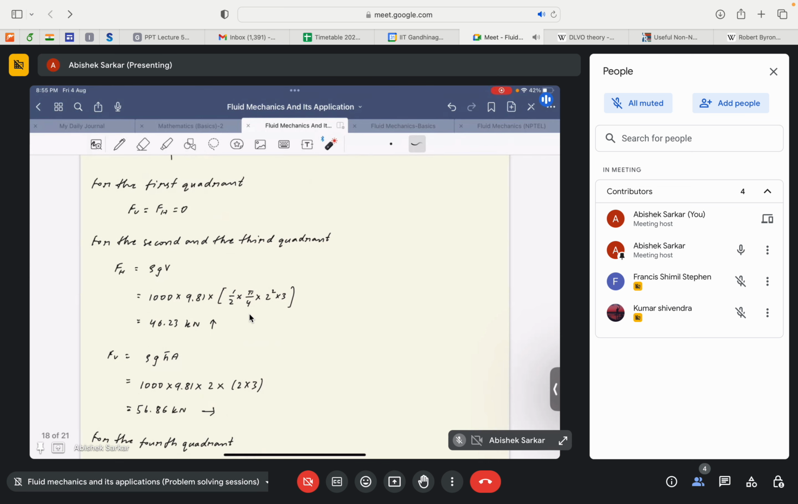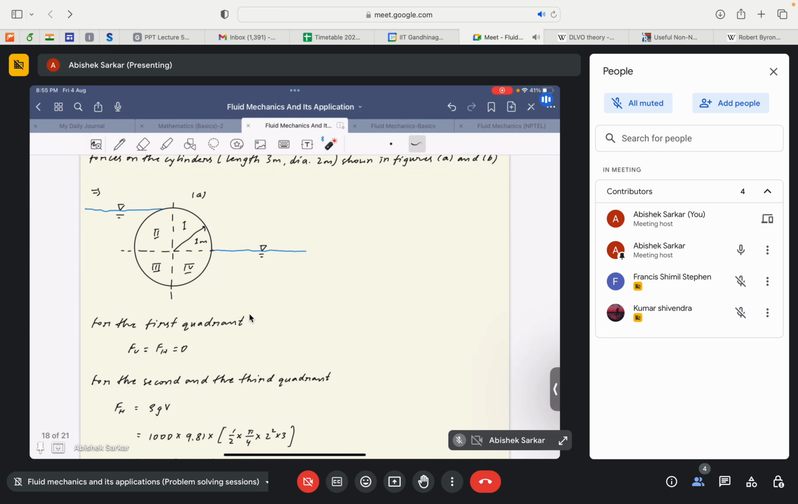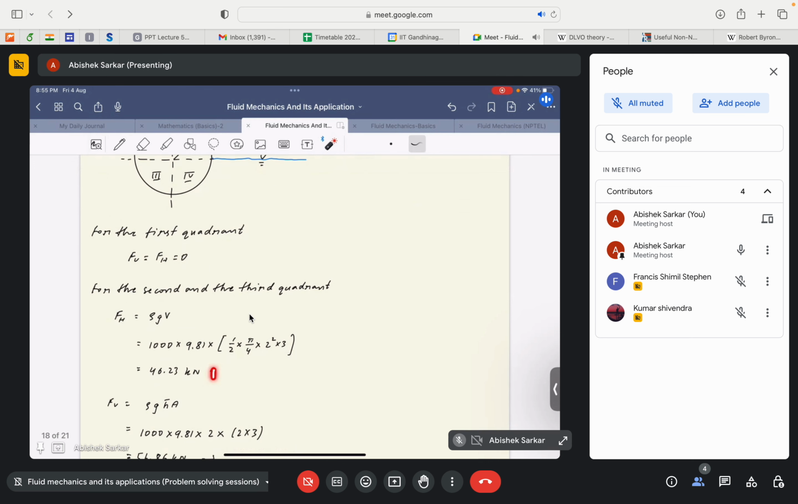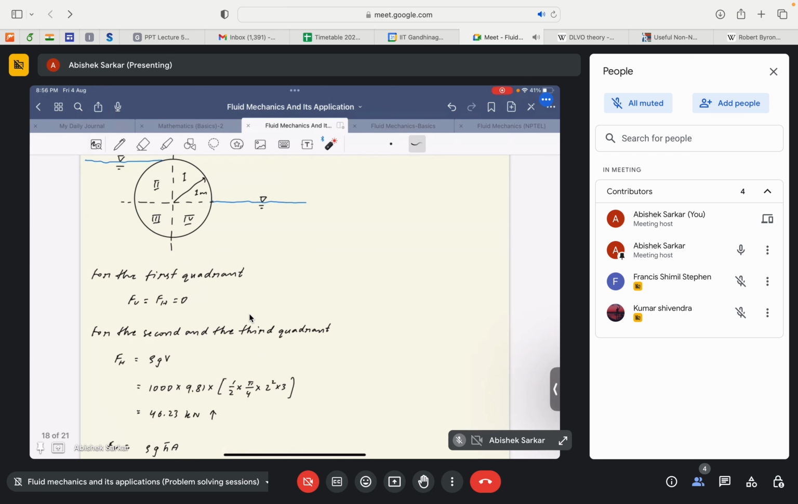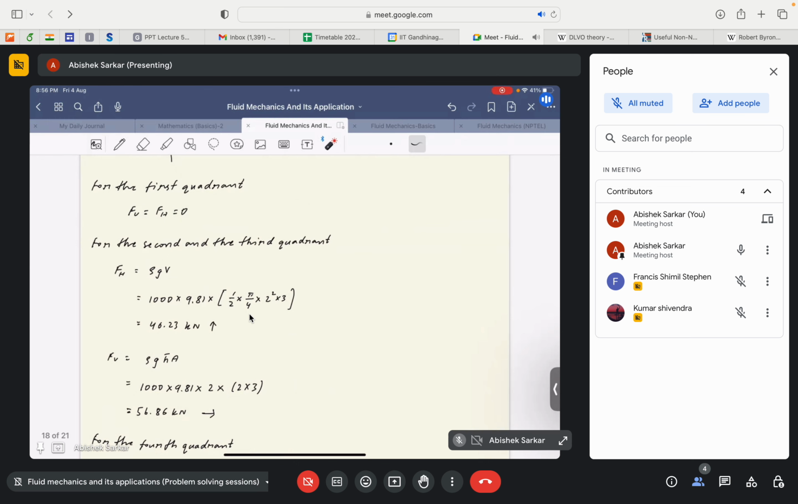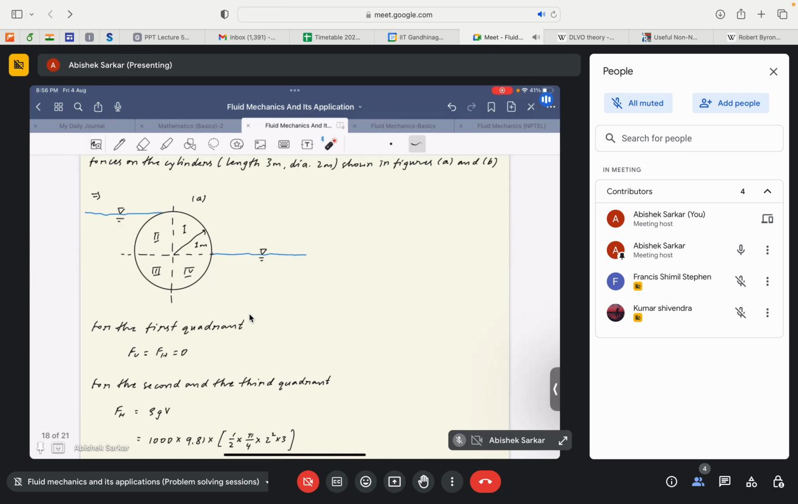Why? Because in actual there is no liquid contained within this container. That's why there is a reaction force that acts vertically upwards. If there is a liquid within the container, this Fh would have actually acted downwards. So Fh is equal to 46.23 kilonewton. Again, similar to that, since there is no liquid here, we take the apparent force that the liquid would have exerted if the liquid was contained within this confinement.